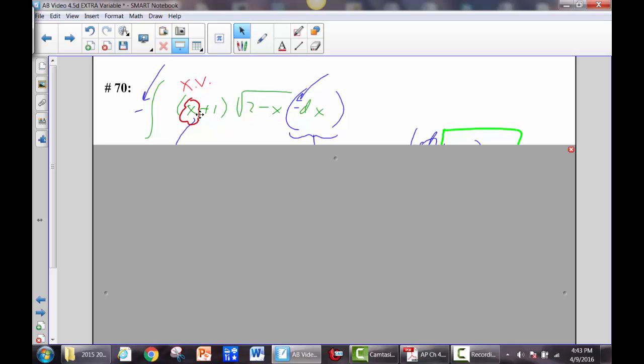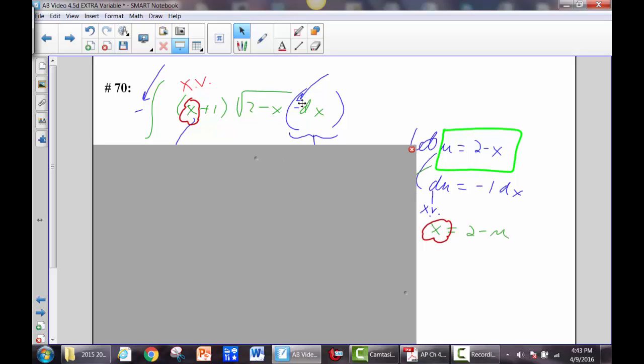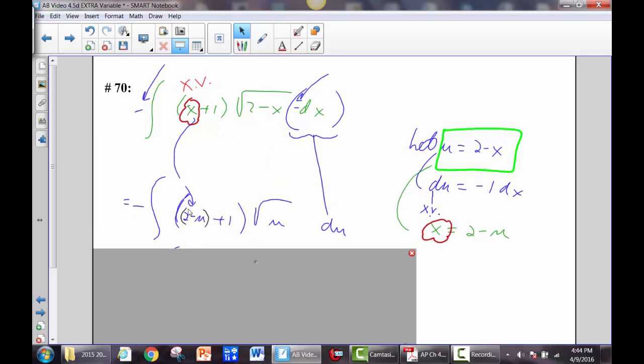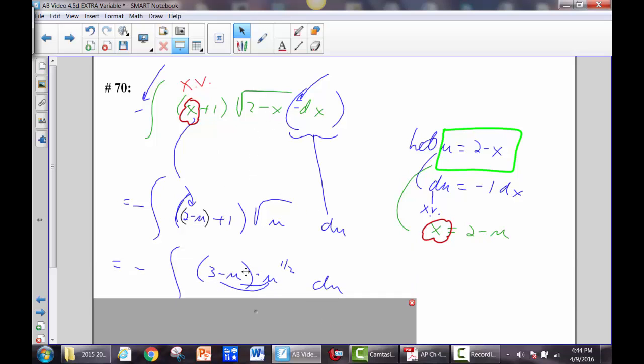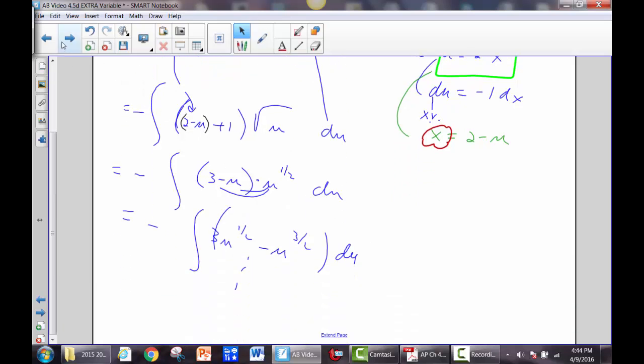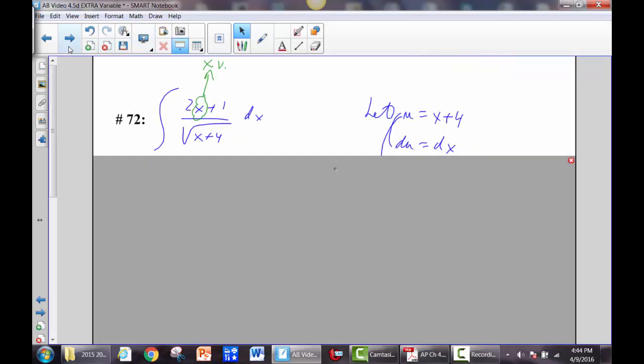Here's another one, number 70. If you let u equal 2 minus x, the derivative is negative 1, so all you have to do is introduce the negative and counteract it, but I'm left with this x plus 1, so I have an extra variable. So I go back here and isolate x, which is 2 minus u. I have negative integral of 2 minus u plus 1 times the square root of u du, which is 3 minus u times u to the half. Distribute, integrate, etc. Don't forget to change it back into x's.